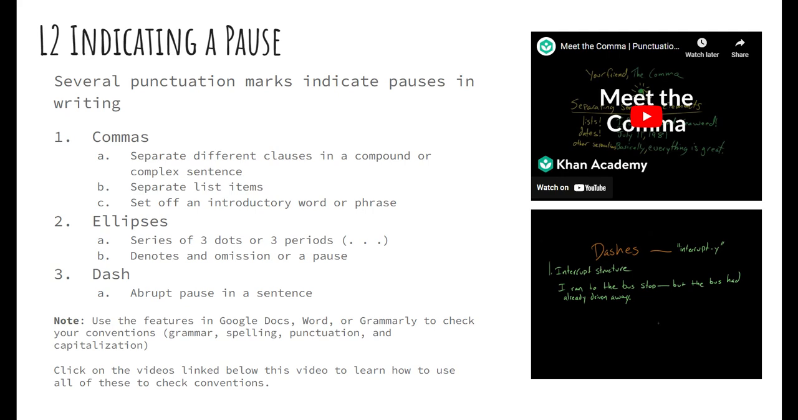Like the comma, the dash is uniting these two independent clauses. I ran to the bus stop, the bus had already driven away, right? Comma, but would connect those two independent clauses the same way that dash, but is connecting those two clauses. But it has a slightly different connotation. It's just more abrupt in the way that it connects these two things together.